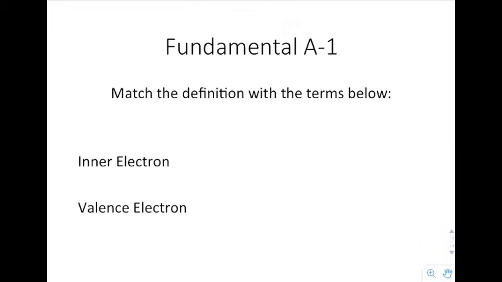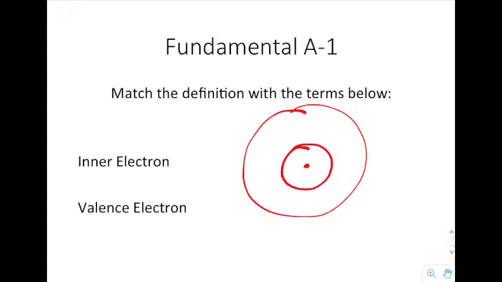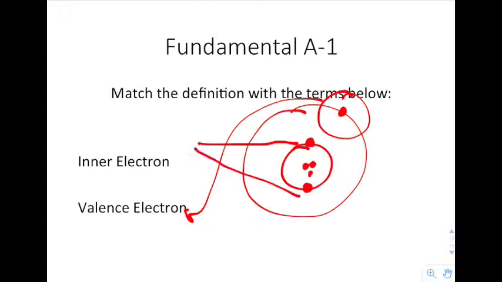The fundamental A1 says write the definition with the terms below. An inner electron refers to one that is not in the valence shell. So if we look at something like lithium, lithium has 2 electrons in the first shell and 1 in the outer shell. Because of that, it would have 1 valence electron and 2 inner electrons.